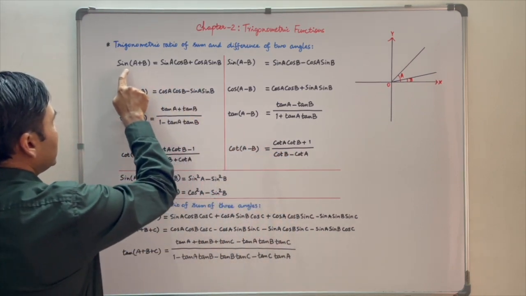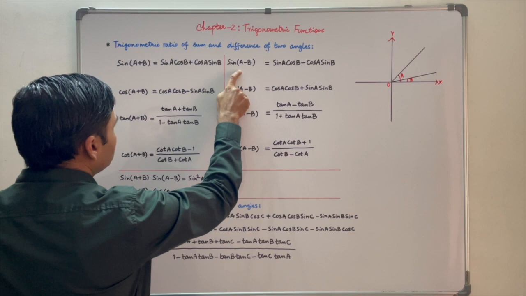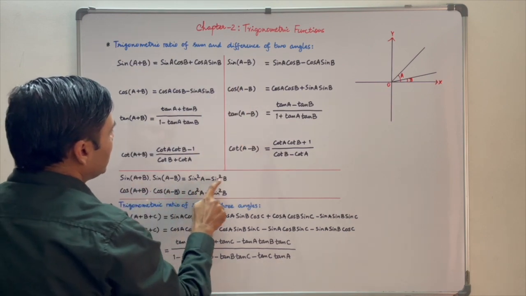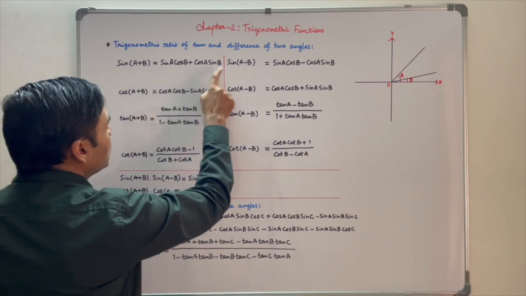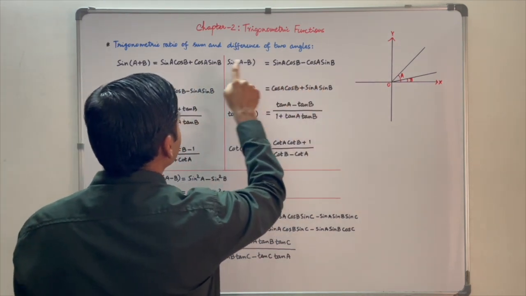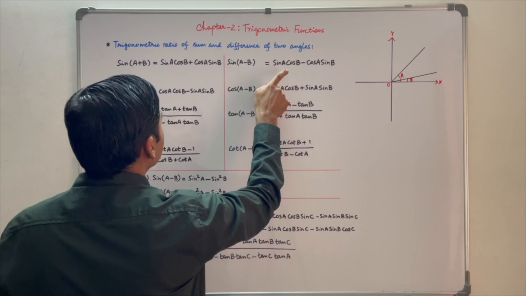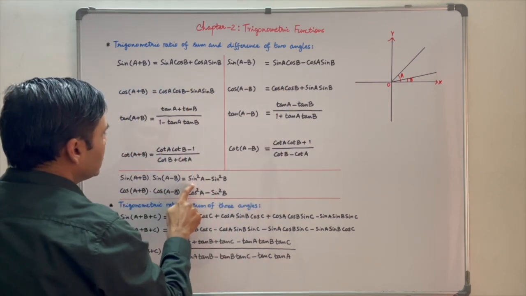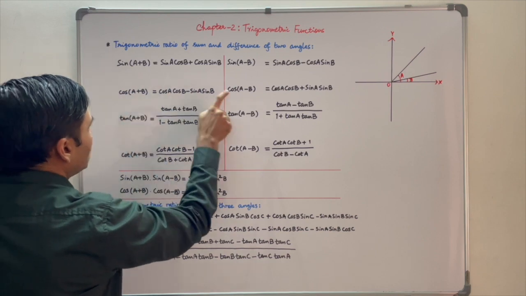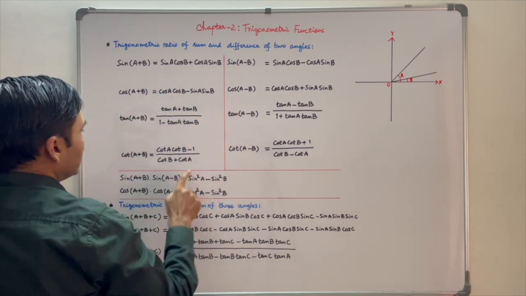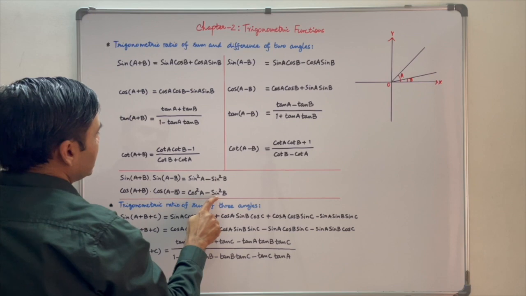If you multiply sin A plus B and sin A minus B, you will get sin square A minus sin square B, as this is in a plus b into a minus b form. So it will be a square minus b square. If you simplify, you will get sin square a minus sin square b. Similarly, cos a plus b into cos a minus b, you will get the result as cos square a minus sin square b.